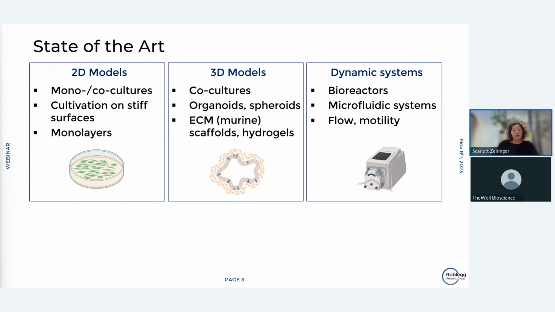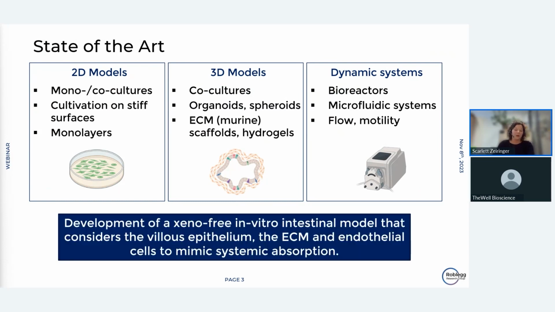With this in mind, our aim of the study was to develop an in vitro intestinal model considering the villus epithelium with the epithelial and the mucus-producing goblet cells, the ECM and the endothelial cells to also mimic the systemic absorption.